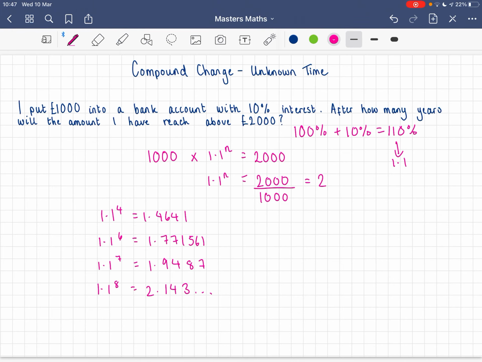Okay, so again, the question says, after how many years will the amount I have reach above £2,000? So this power of 8 will give me a number that is bigger than 2,000. I can check that by putting it back into the equation. So I've got 1,000 times 1.1 to the power of 8. That gives me 2,143.59 when I round it correctly, pounds, and that is above £2,000.